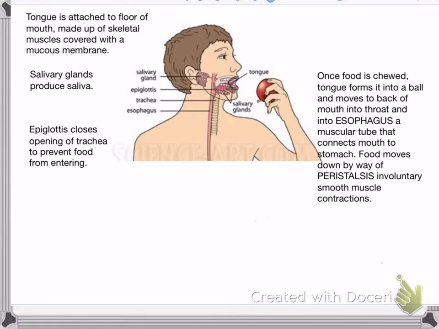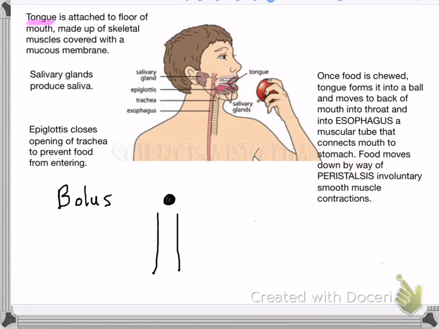The tongue at the back of your mouth is used to help to push the food into your esophagus. The food that gets chewed up is called a bolus. The tongue will push this bolus to the back of your mouth.